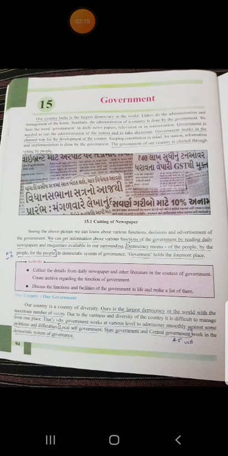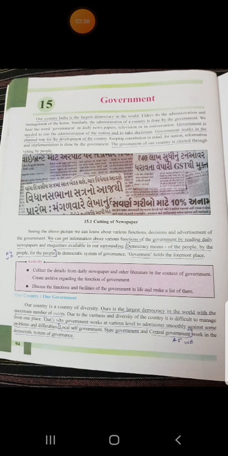Keeping the constitution in mind, for the nation, reformation and implementation is done by the government. Reformation means any improvement or correction to be done, and implementation is done by the government. The government of our country is elected through voting by people, and we, the citizens of the country, elect our government by voting.